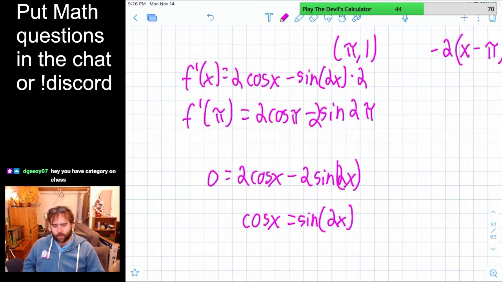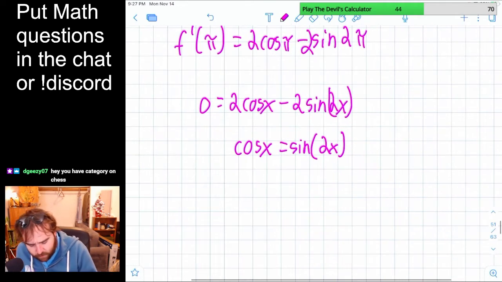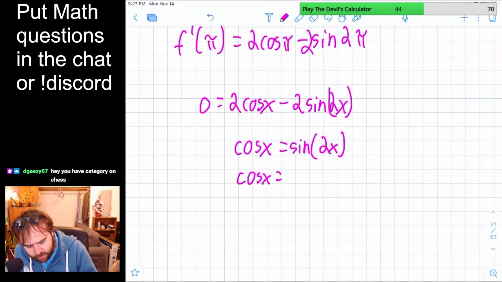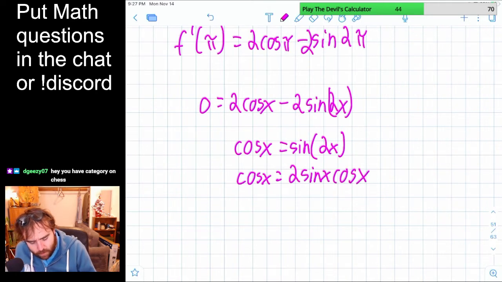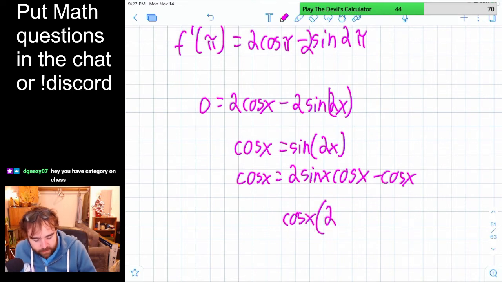Oh, maybe that's not so obvious. So then if I have the sine of 2x, are they making me go cosine of x equals 2 sine x cosine x? And then, right, I can't divide by cosine x. I've got to subtract cosine x and then factor out. Oh, wow, that was huge, actually. That was exactly what I needed to do. Because now I have this.